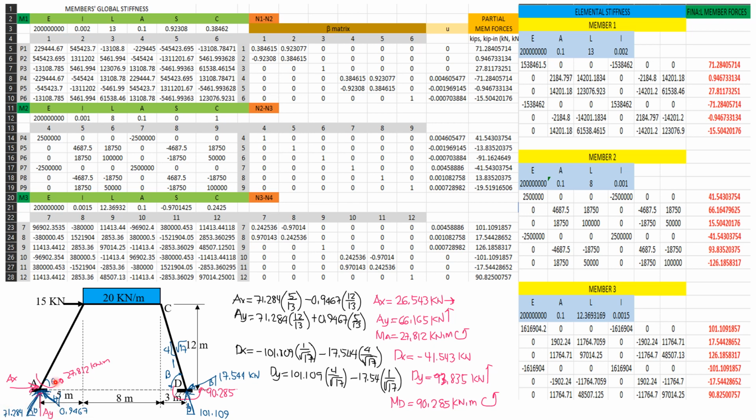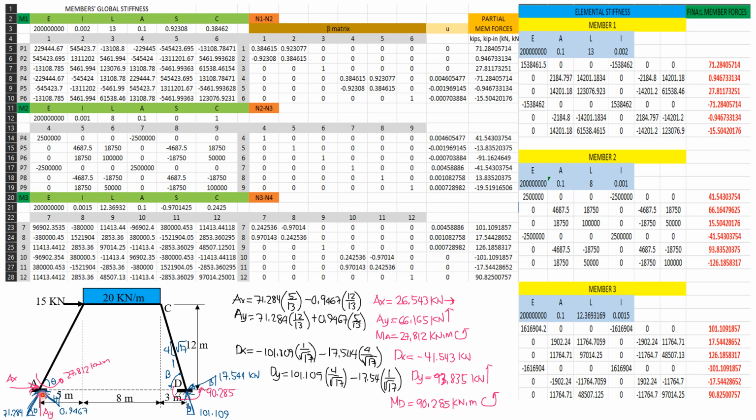So if the slope is theta, then AX is 71.284 cosine of theta, and cosine of theta is 5 over 13, remember, for member 1. 5 over 13. Then minus, because this is leftward, 0.9467 sine of theta. This is theta here. This is the component. So sine theta is 12 over 13. So that's why AX is 26.543 kilonewtons. And that's rightward.